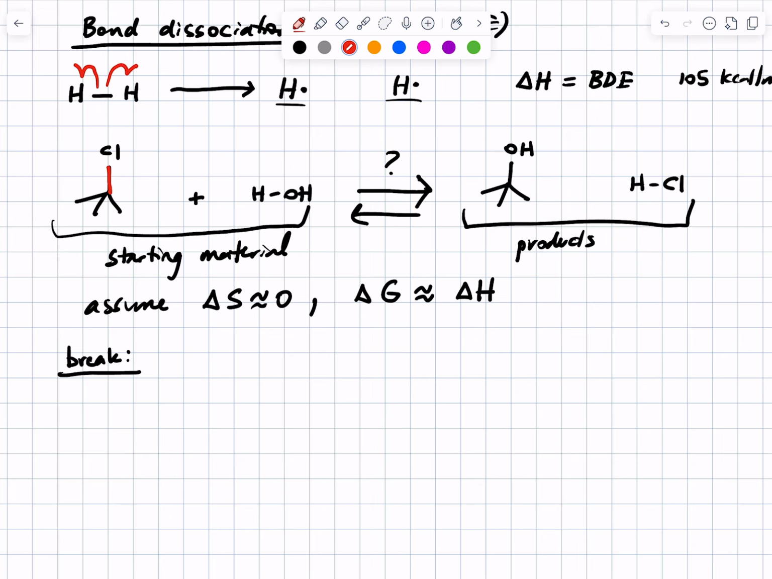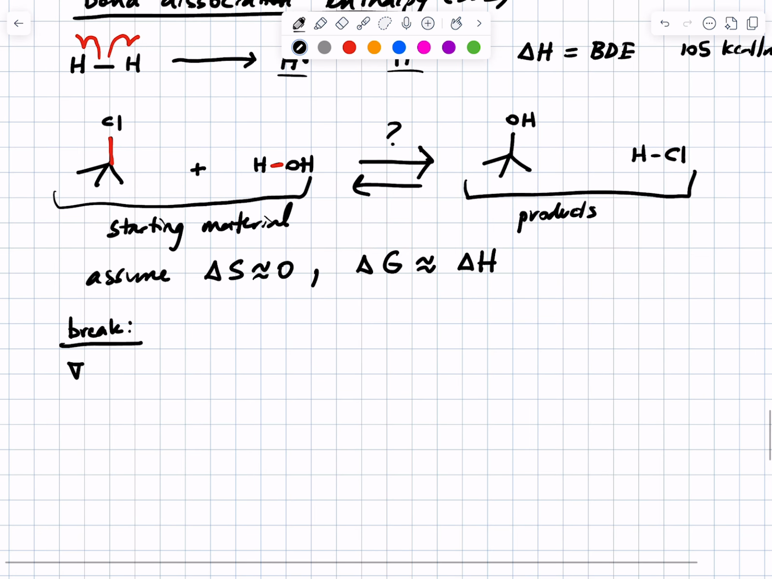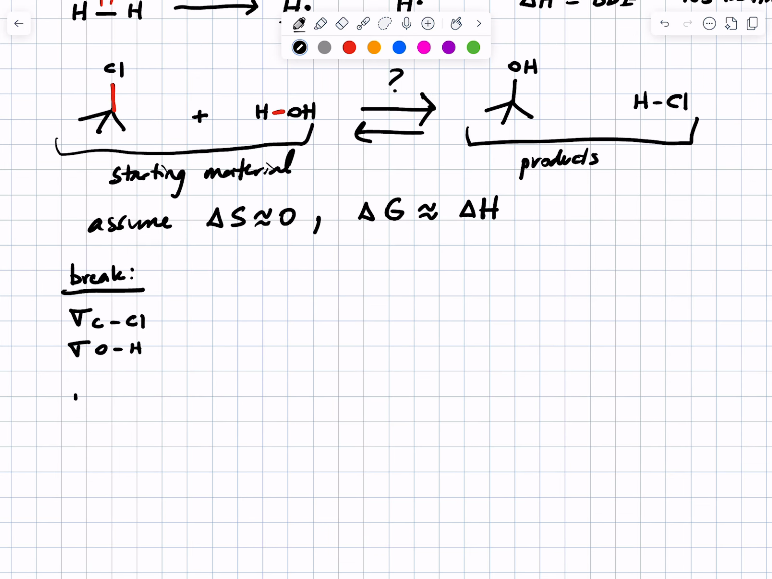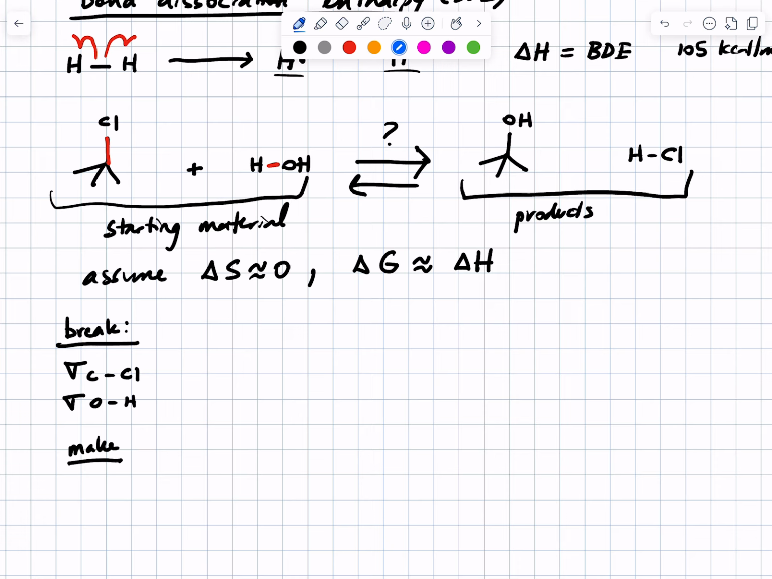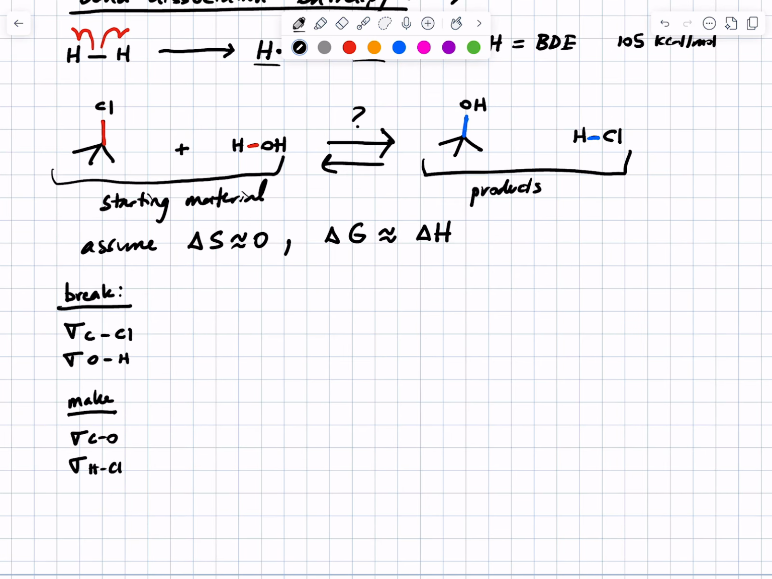Yep, the carbon, chlorine, good, and one more. Yep, hydrogen, oxygen. There you go. So we break the carbon, chlorine, sigma bond. We also break an oxygen, hydrogen, sigma bond. How about bonds that we make, which are made here? Yep, carbon, oxygen, sigma, and then also a hydrogen chloride sigma bond. Okay. So we can look up the bond dissociation enthalpies for the bonds that we broke.